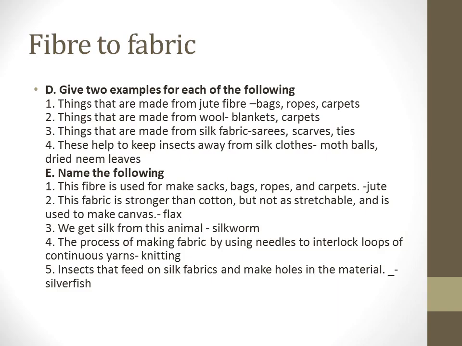Second one, things that are made from wool. From wool, we can make sweaters, blankets and carpets. Third question, things that are made from silk fabrics. That is saris, scarves and ties, we can make from silk fiber. Then fourth one, these help to keep insects away from the silk cloth.